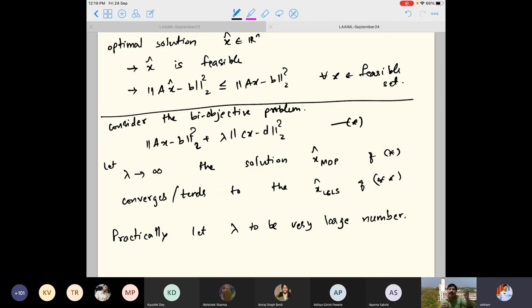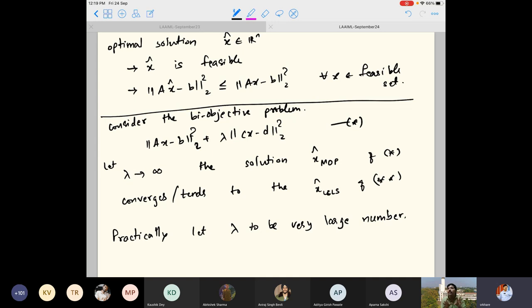So by forcing this lambda to be a really large number, I am forcing that Cx equal to d is satisfied. So that is the connection. That is why if you let this lambda go to infinity, the solution will actually be the same as the solution of the linearly constrained least squares problem.